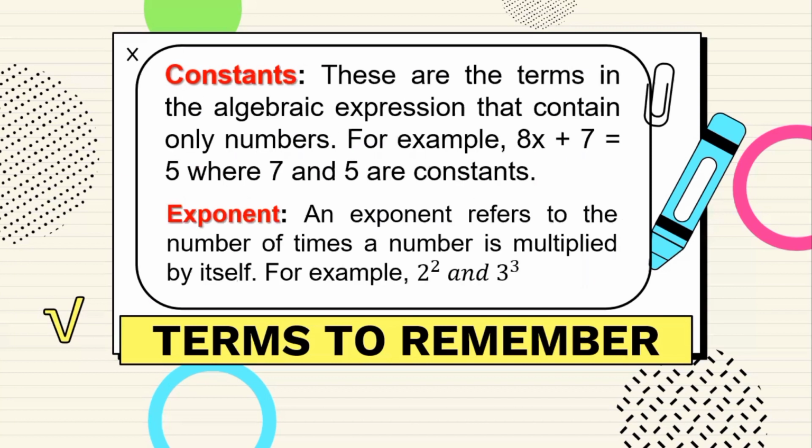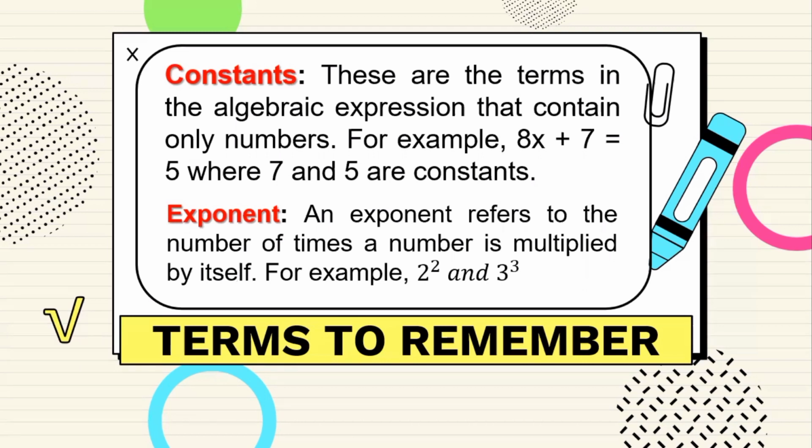Next, we also have what we call constants. When we say constant, class, these are fixed values. These are fixed numbers, okay? Or it says here, these are the terms in the algebraic expression that contain only numbers, or these are the terms in polynomials that contain only numbers.